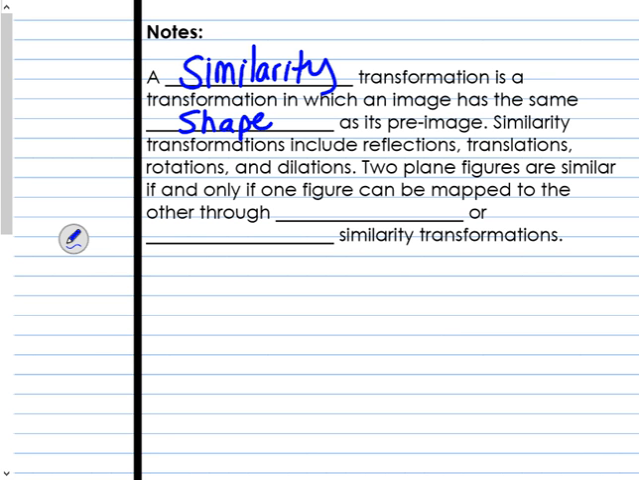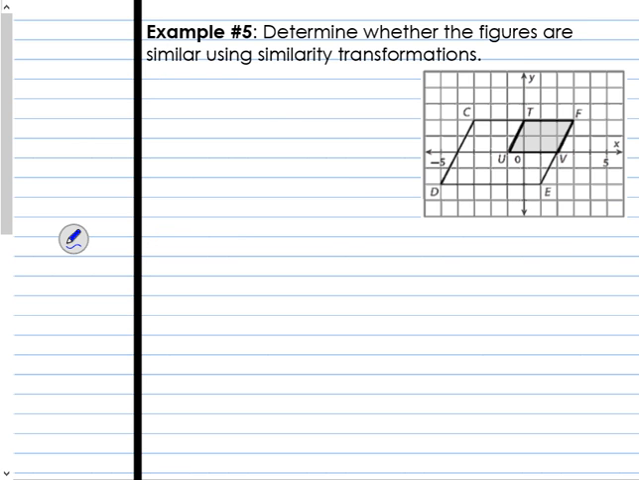Two plane figures are similar if and only if one figure can be mapped to the other through one or more similarity transformations. So if I can take a shape and dilate it then reflect it, or translate it then rotate it, or dilate it then rotate it onto the other shape, then the two shapes are similar. If I can't get it to map onto it, to lay perfectly on top, they are not similar.